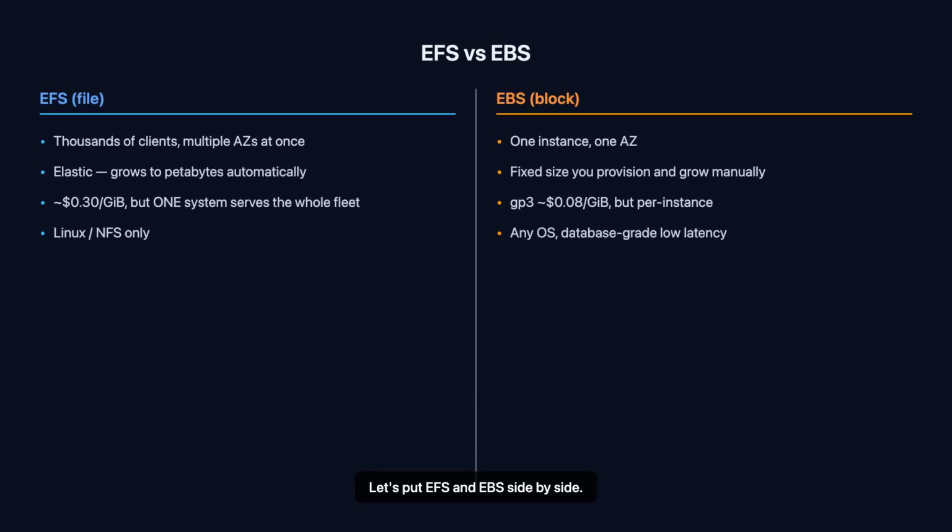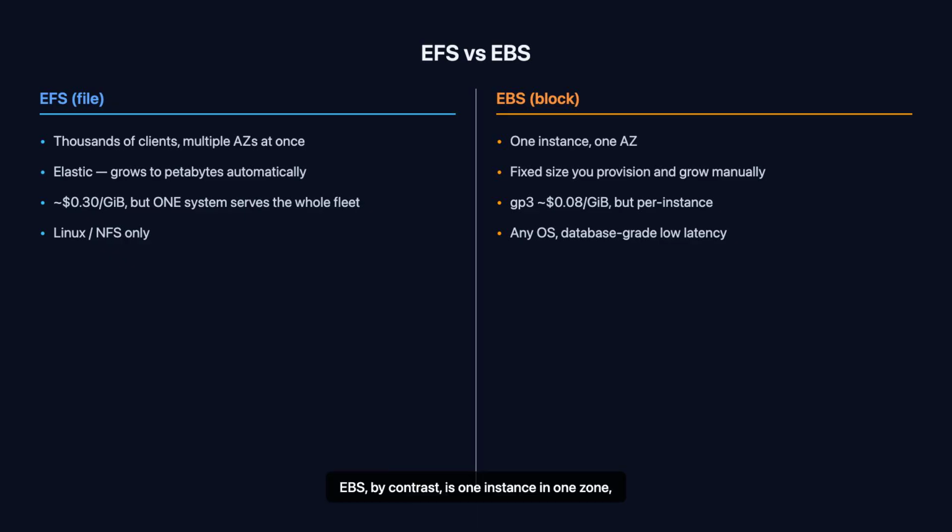Let's put EFS and EBS side by side. EFS serves thousands of clients across multiple zones at once, grows to petabytes automatically, and costs around 30 cents per gigabyte, but that one file system serves the whole fleet. It's Linux and NFS only.